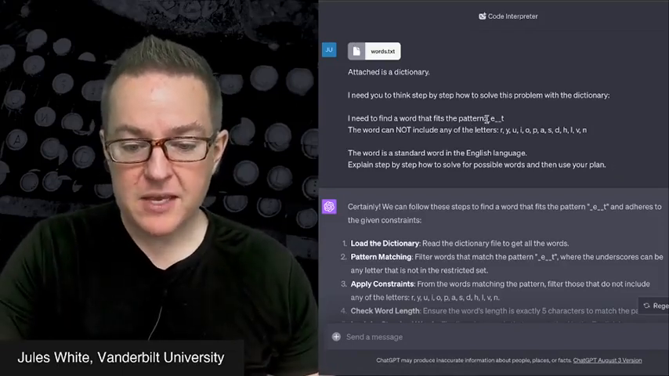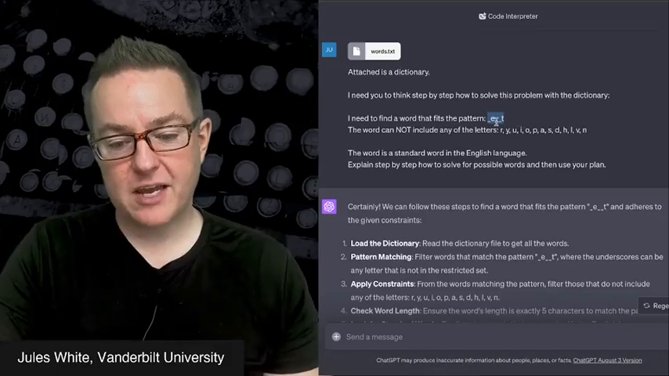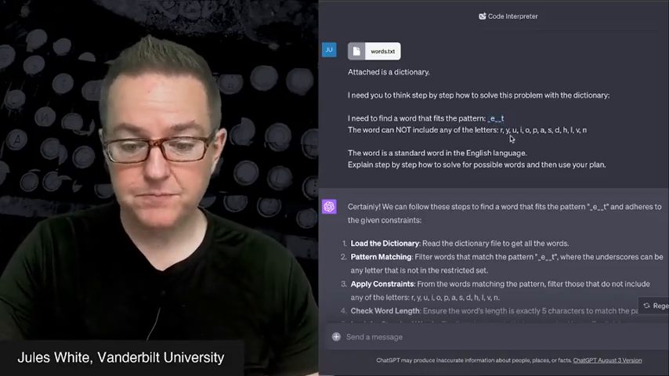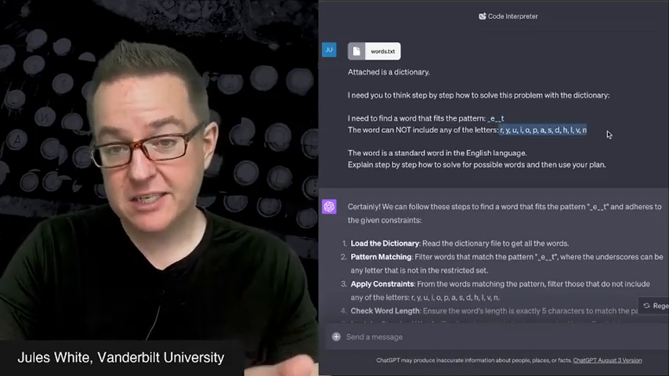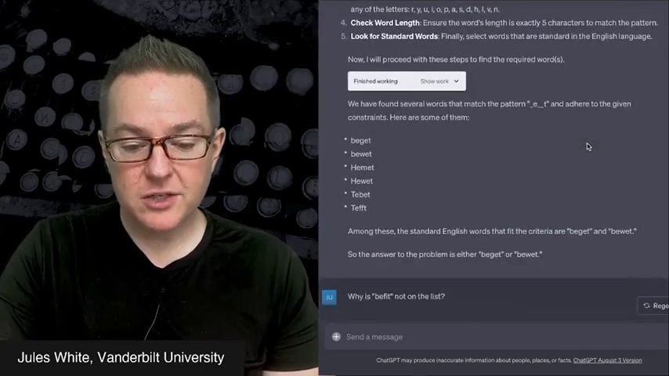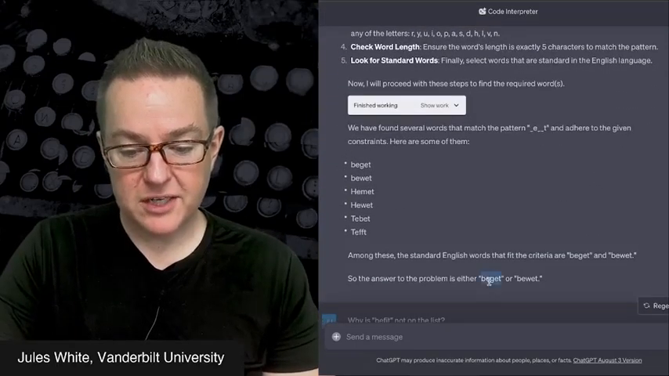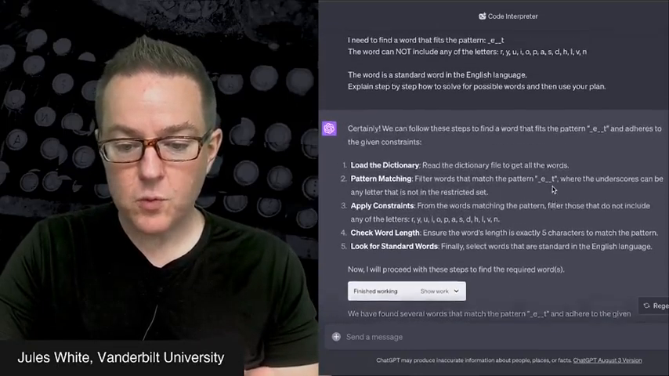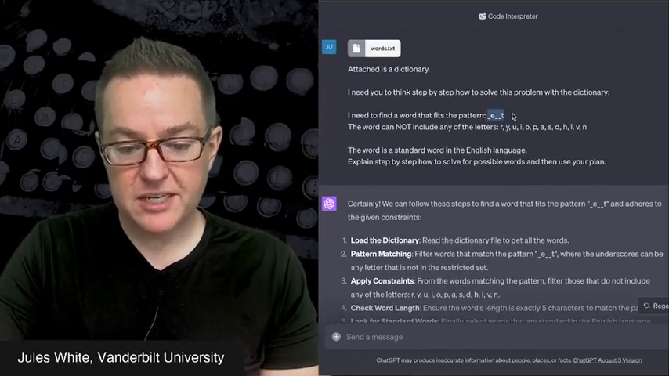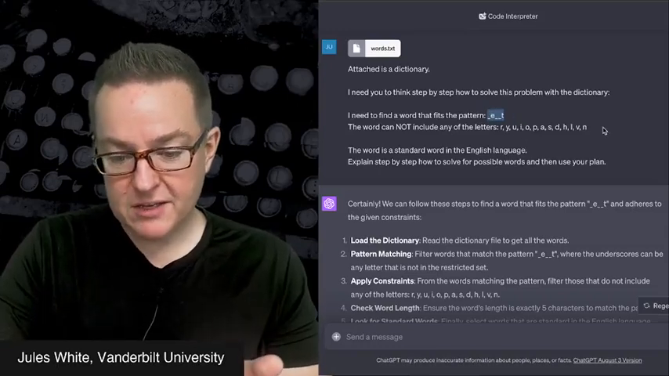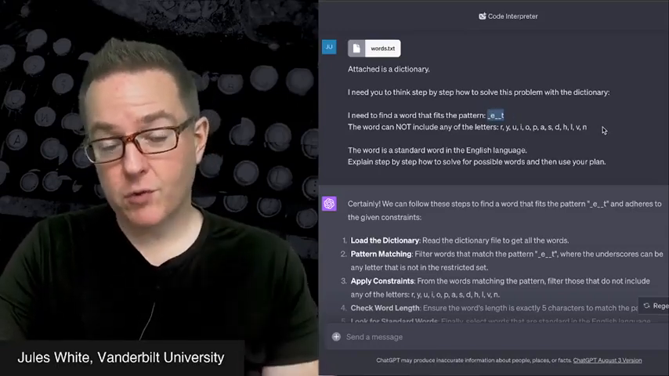So for example, if we have this as our pattern, we have to have a word that has E as the second letter, T as the last letter, and it can't include any of these letters, R, Y, U, I, etc. Then we can quickly go and check if a solution is correct or not. So when it says baguette is a correct solution, we can check that by simply going up here and seeing, does it fit the pattern? Yes, it fits that pattern. Does it include any of these letters over here? No, therefore it's a correct solution.